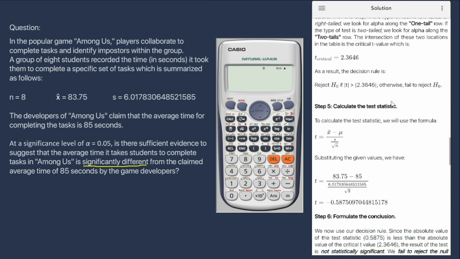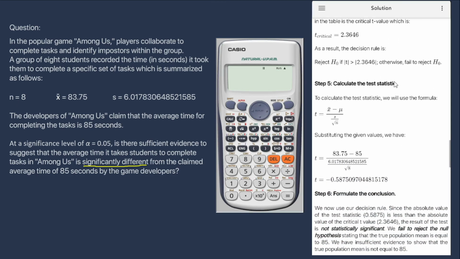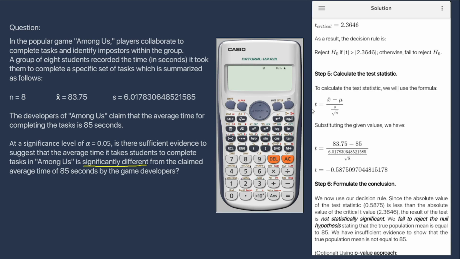Now for step 5, we calculate our test statistic. The formula is t is equal to the sample mean minus the population mean, divided by the sample standard deviation divided by the square root of the sample size. And so the result is negative 0.5875.